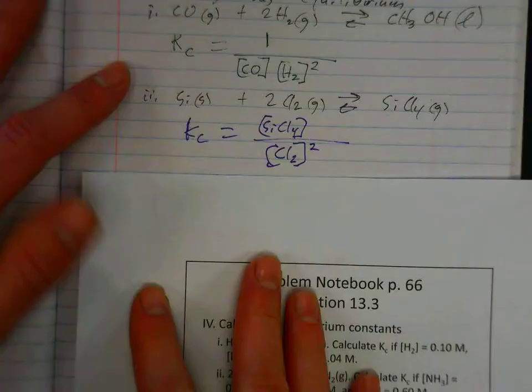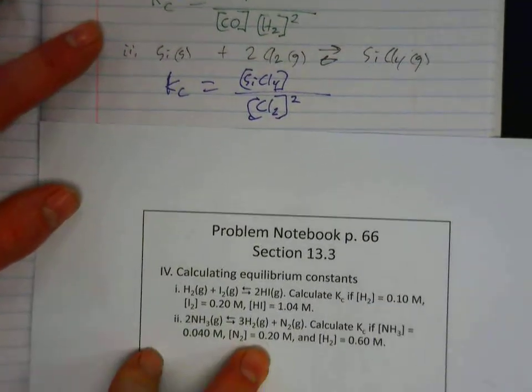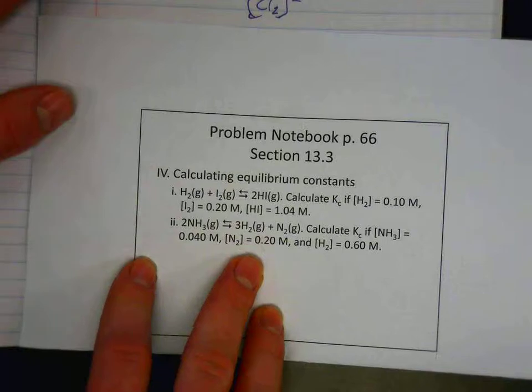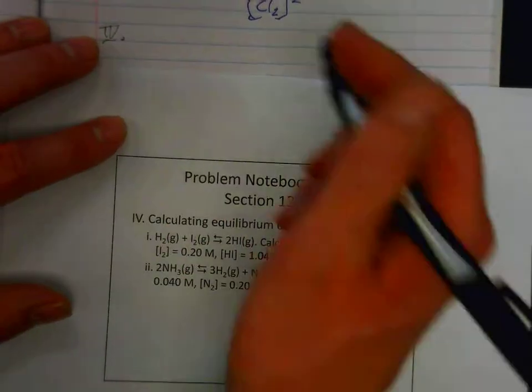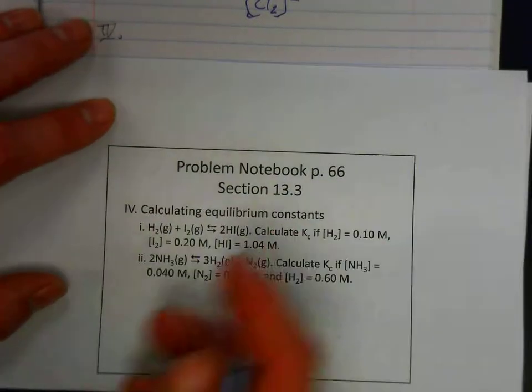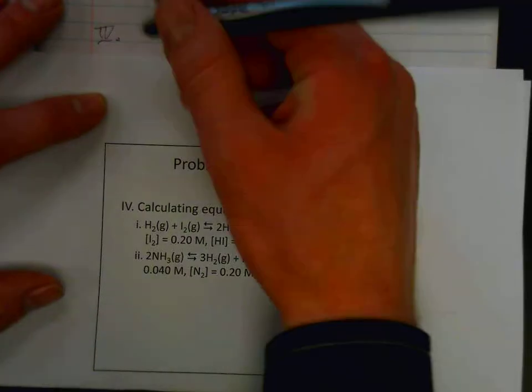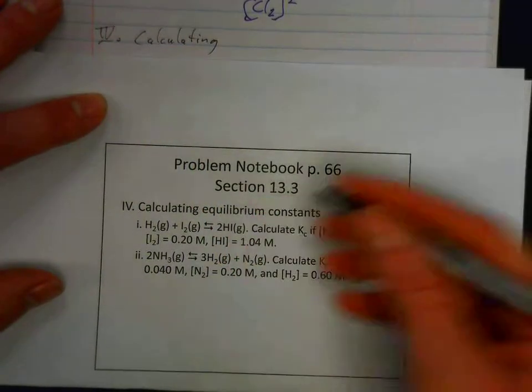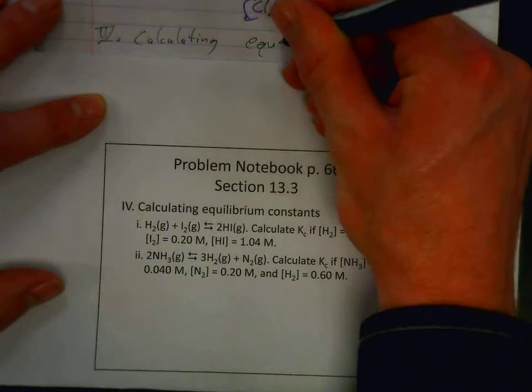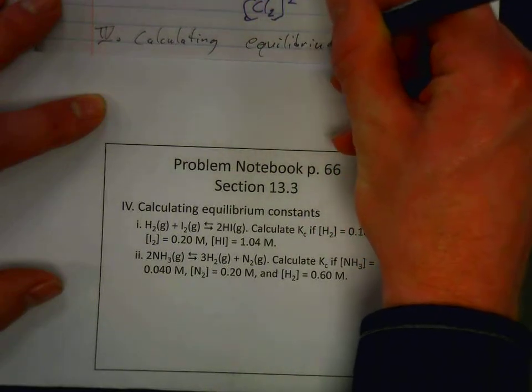The last thing we're going to look at is the application or the calculation of the constants. These expressions are designed so that we can put numbers into them and learn what the constants are, and then we can use those Kc values to calculate other useful things. So we're going to calculate the equilibrium constants.